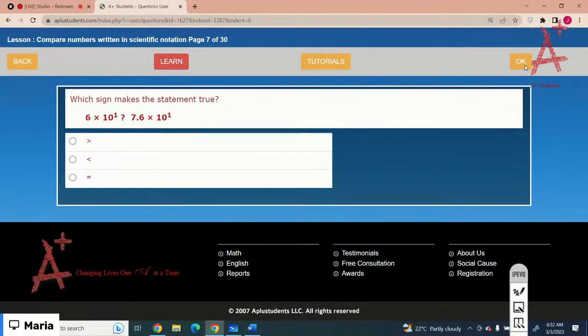Okay, just compare their exponents, 1 and 1. The exponents are equal. Now compare their coefficients. Which coefficient is greater? 6 or 7.6? 6 is less than 7.6. Got it? That means 6 times 10 exponent 1 is less than 7.6 times 10 exponent 1. Got it? So it is less.